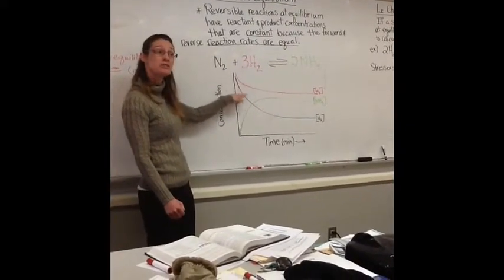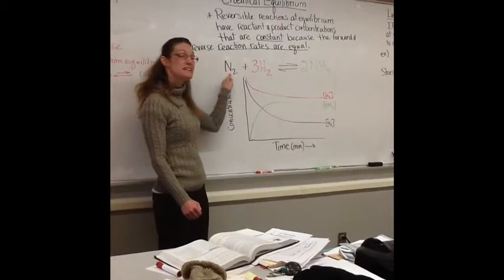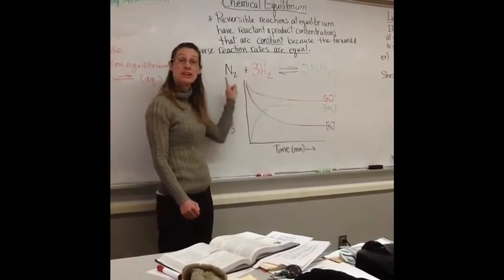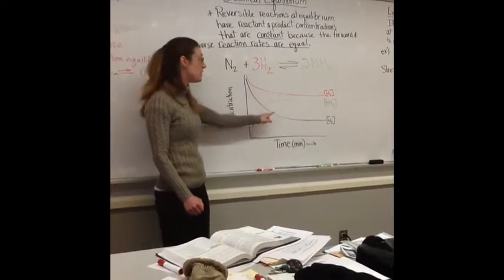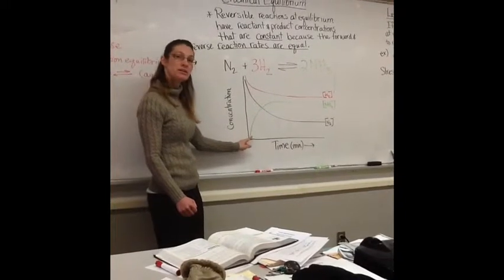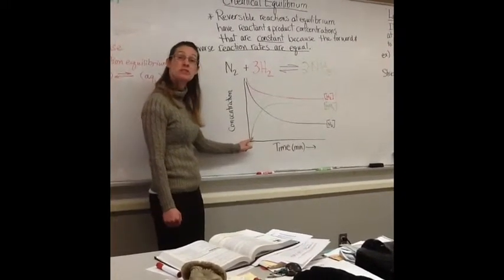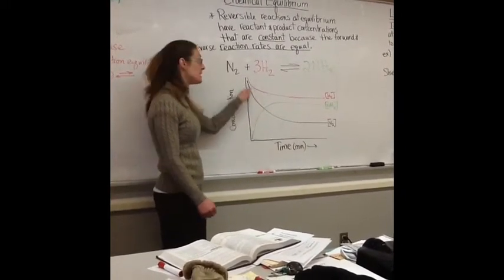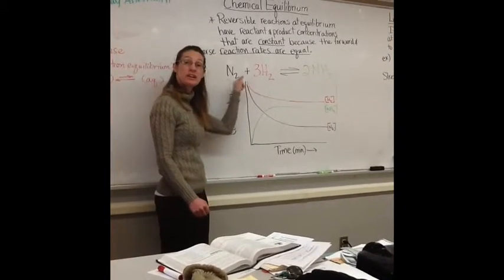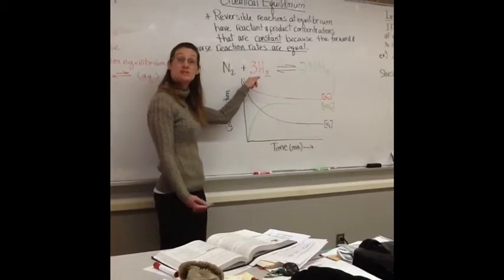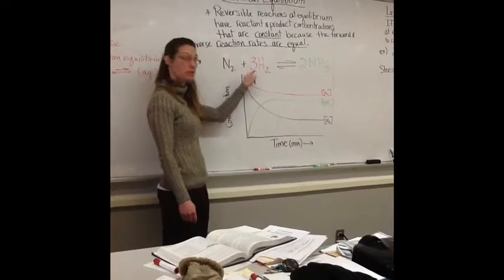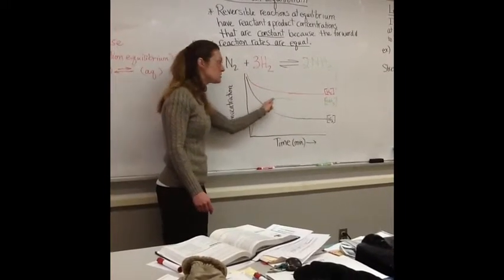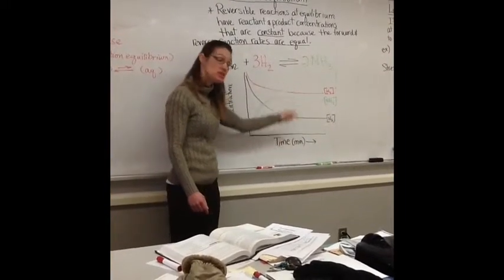Initially I have a lot of nitrogen and hydrogen, and as these molecules bump into each other in the 1:3 ratio, they are going to form ammonia. And you see that the concentration of ammonia starts very low. So as these things bump into each other in the correct orientation with enough speed and in the proper ratio, we can make our ammonia gas, and that's going to increase until we reach the equilibrium point.